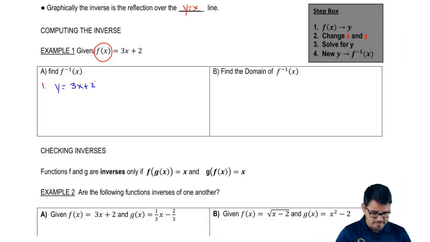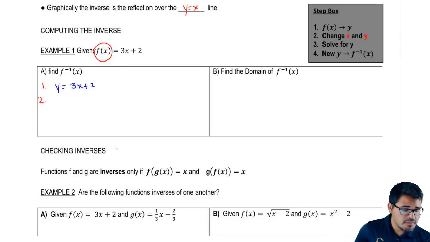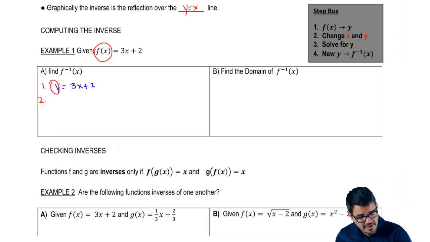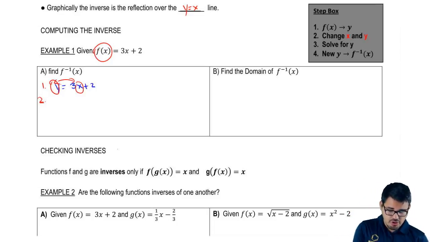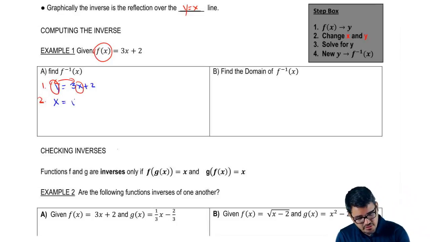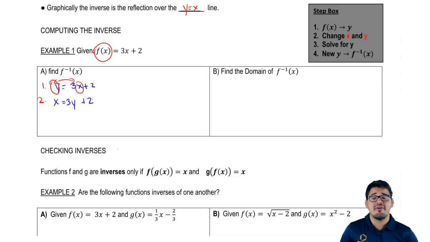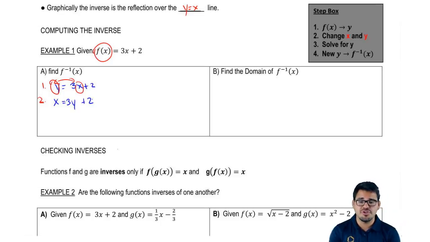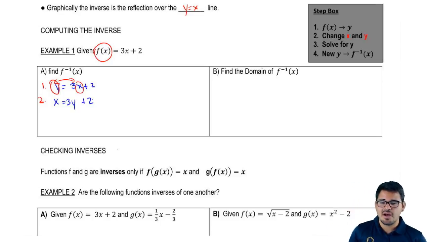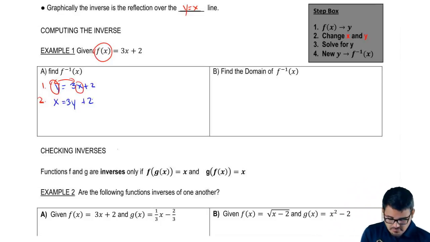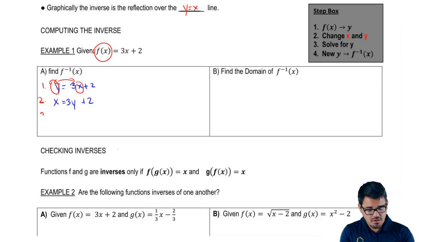So right after step 1, we follow step 2, which tells us that we're going to switch x and y. So here we have y, and then here we have x, and all we need to do is just switch them around, right? So I'm going to go with blue again. So now I'm going to have x equal to 3y plus 2. Before I had y equal to 3x plus 2, now I have x equal to 3y plus 2. So this is the whole switching of domain and range, the whole switching of x and y. Now we're going to go to step 3, where we solve for y. So our goal is to have y by itself.